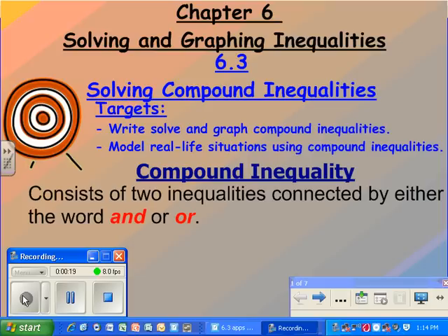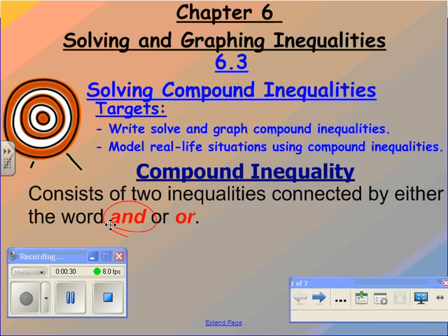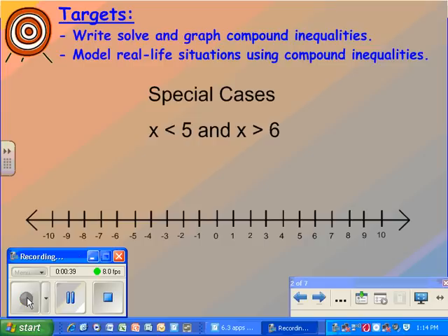So as we said the past couple days, compound inequalities consist of two inequalities connected by the word and or the word or. So those are the two things that connect it, two inequalities that make a compound inequality. We have a few special cases that we need to go over.